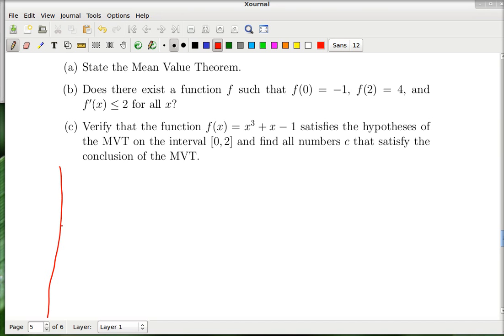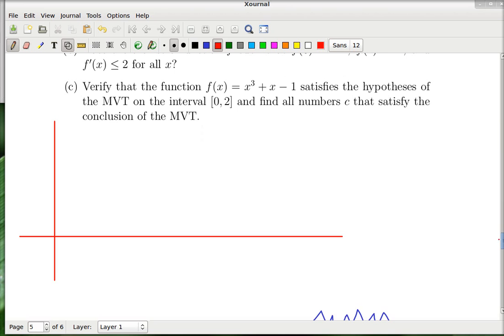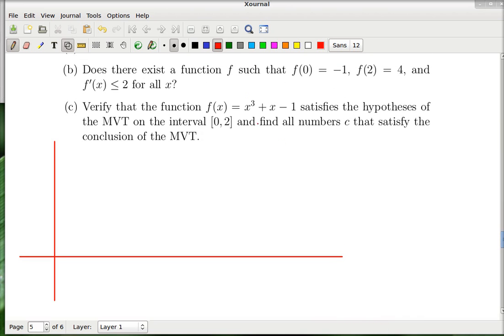I mean, the answer is going to be that this somehow contradicts the mean value theorem. The answer is going to be no. But we have to think about why the answer is no. So let's describe a function that could possibly be like this. It says f of 0 is minus 1. So let's just say, here's minus 1. And it's saying that f of 2 is 4. So let's say this is 1 and here's 2, and 4 should be about right there. So here it is.